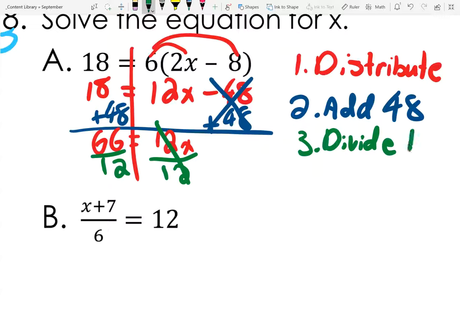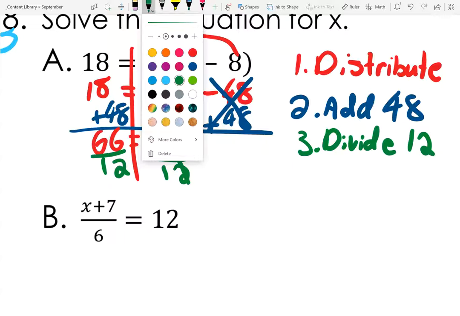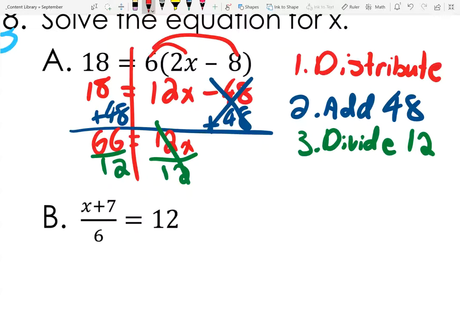So that's step 3. Divide by 12. Now, after that step is over, we'll have x all by itself. Because the 12's gone, it'll just be x over here all by itself. And then we just got to simplify. 66 divided by 12 is 5.5. So your answer is x equals 5.5.